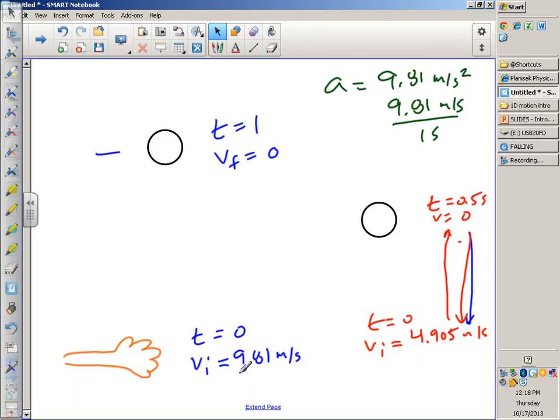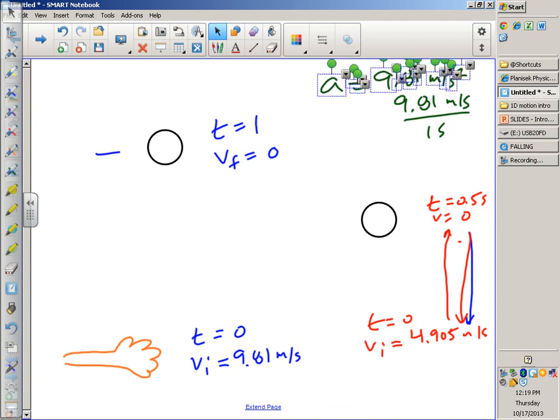So let's go back to this situation. We throw this ball up into the air. If I throw this ball at 9.81 meters per second here on Earth, it takes 1 second, because the acceleration is this much. Every second that goes by, that's how much the velocity changes, okay?